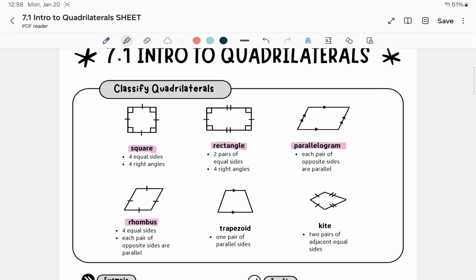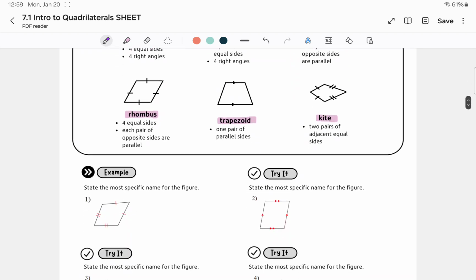A lot of these are going to sound very similar, but see how a square and rectangle have to have the right angles, and a parallelogram and rhombus do not, just to point that out. A trapezoid has one pair of parallel sides, and a kite has two pairs of adjacent equal sides. So when we're classifying, just refer to this box up here and just match up the picture. So let's look at example 1.